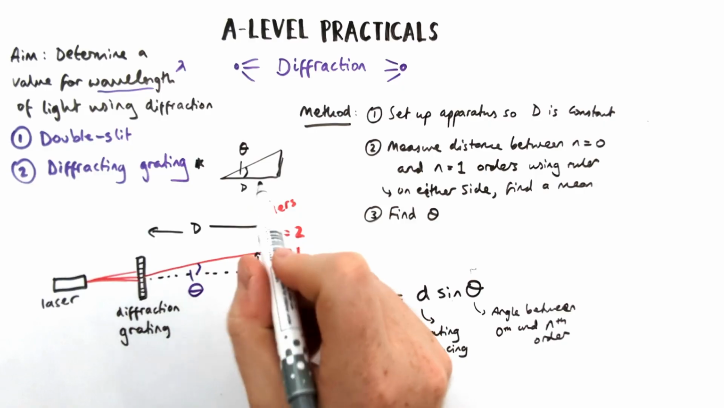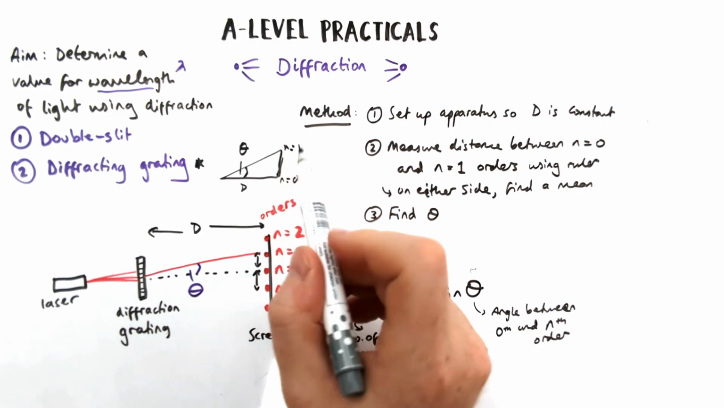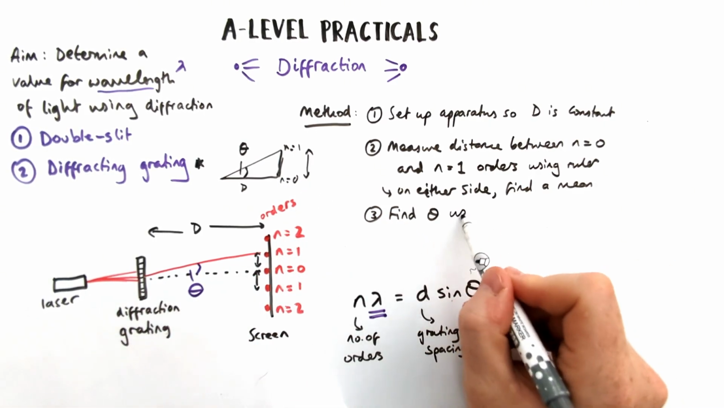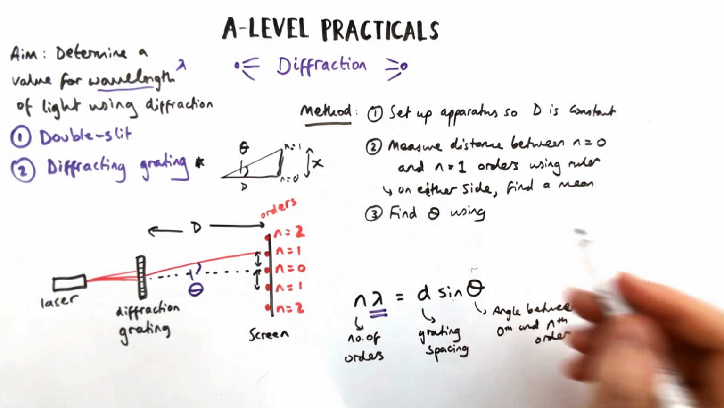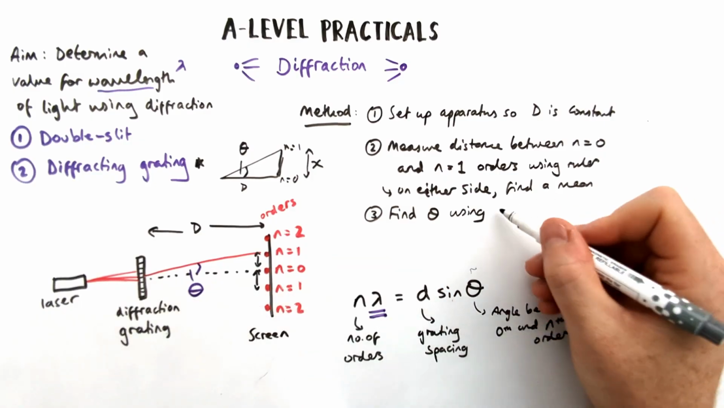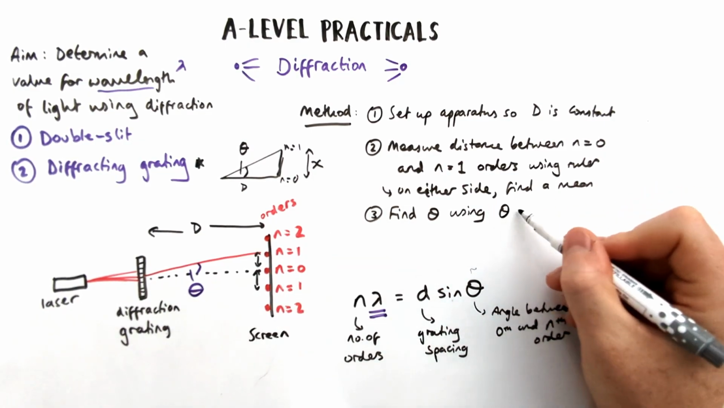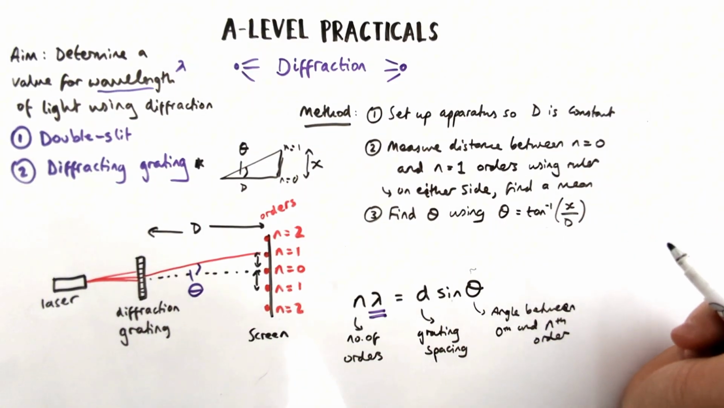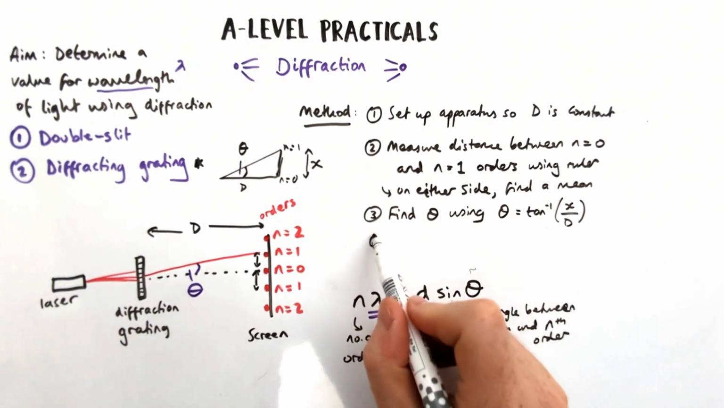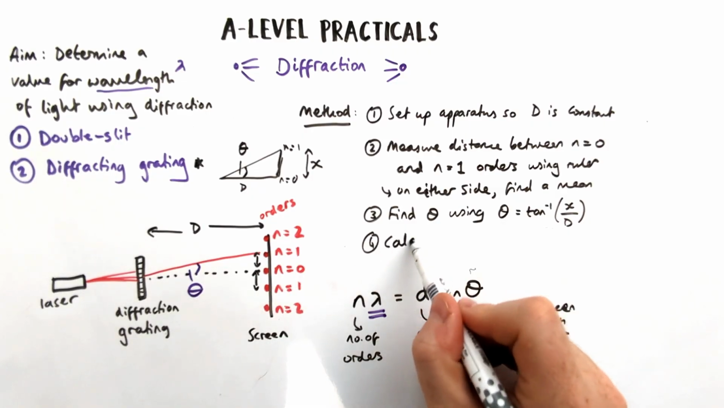Next, we've got to find what theta is. To find theta, we've got to do a bit of trigonometry. We use that distance between the 0th and the first order. That's going to be our opposite on our right-angled triangle. Then we also know the capital D distance between the grating and the screen, which should be constant. And then we can use tan theta equals x over D, or theta equals inverse tan of x over D, to find theta.